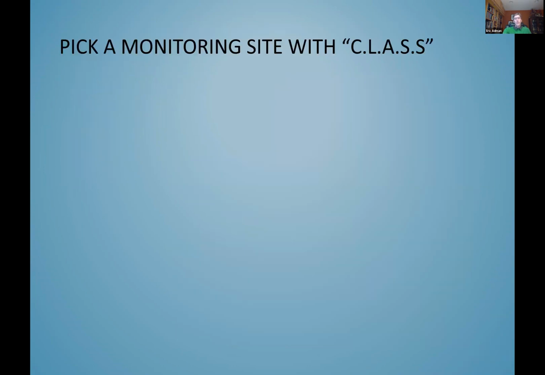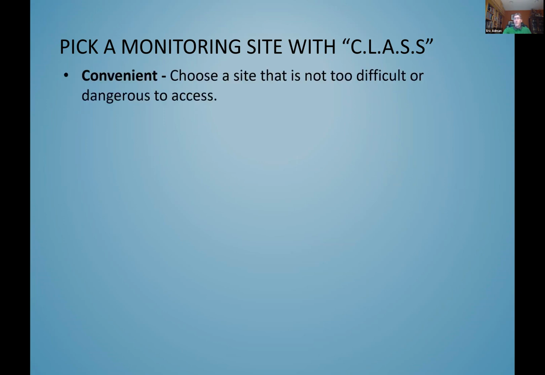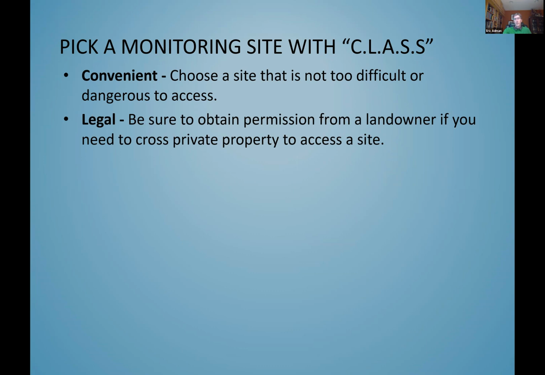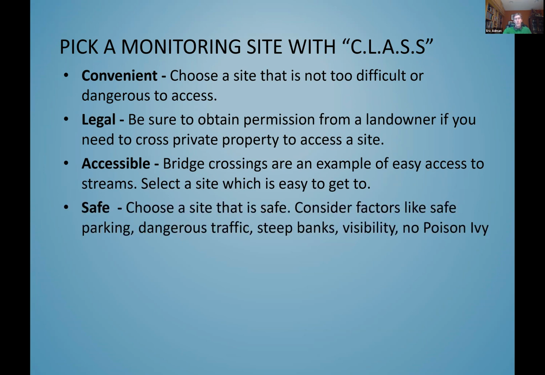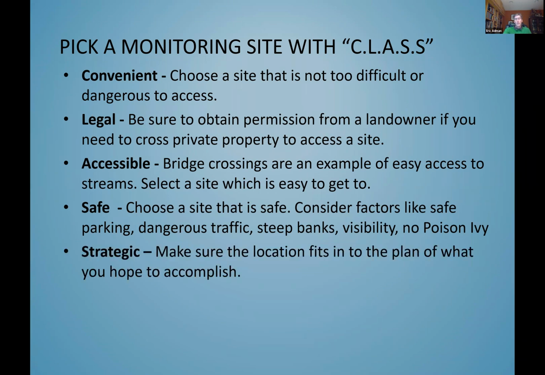In terms of picking your site, there's an acronym that Global Water Watch uses called picking a site with class. So you want one that's convenient, it's legal, so you actually have permission to get there. It's accessible, which means you can actually get down to the water. Safe. We've had sites that we had to abandon because they became too close to a homeless encampment, for instance. But there are other factors that could make a site not safe, so you want to choose a safe one. And then strategic means that the site fits into what you're hoping to accomplish with your water monitoring plan.